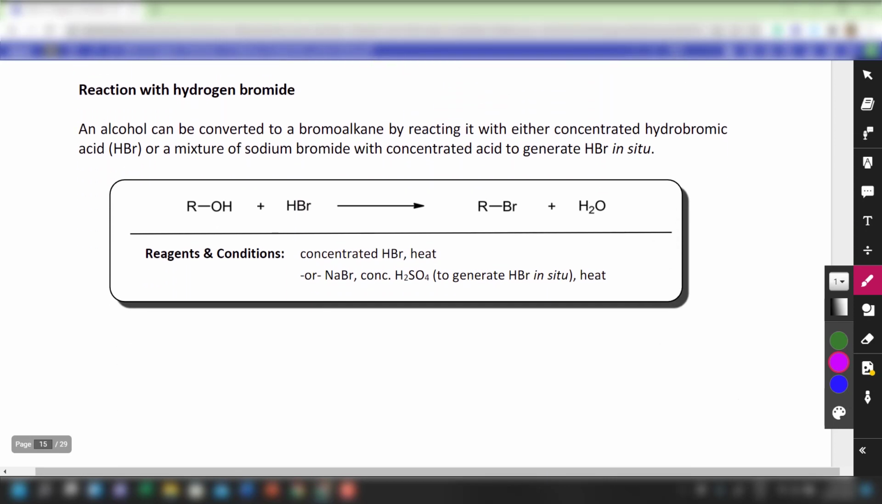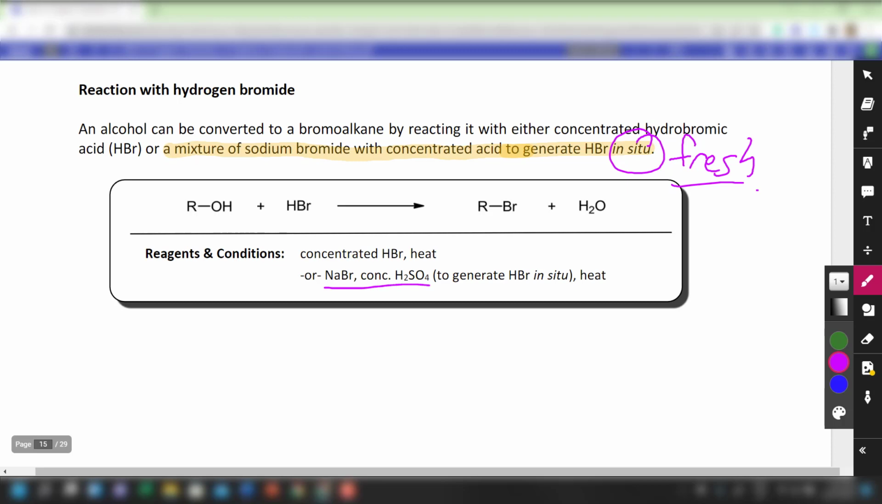Okay, then another way to replace the OH is to subject the alcohols to concentrated HBr. Or in some cases, you should be able to generate HBr in situ. So a mixture of sodium bromide and concentrated sulfuric acid will be able to generate HBr in situ. The meaning of in situ is that it's being generated fresh, which is very important.